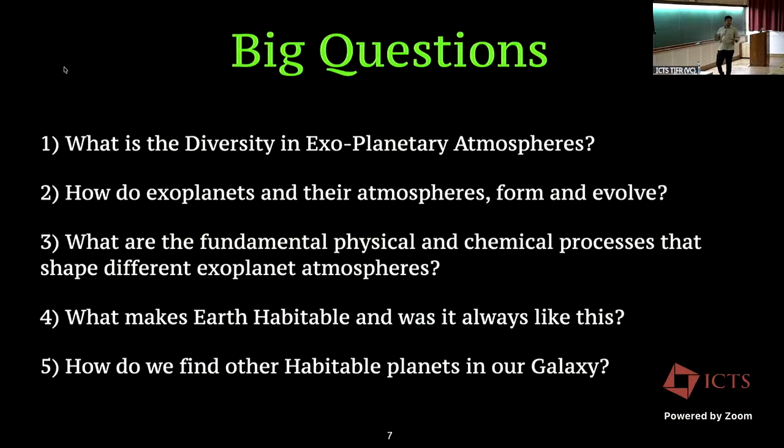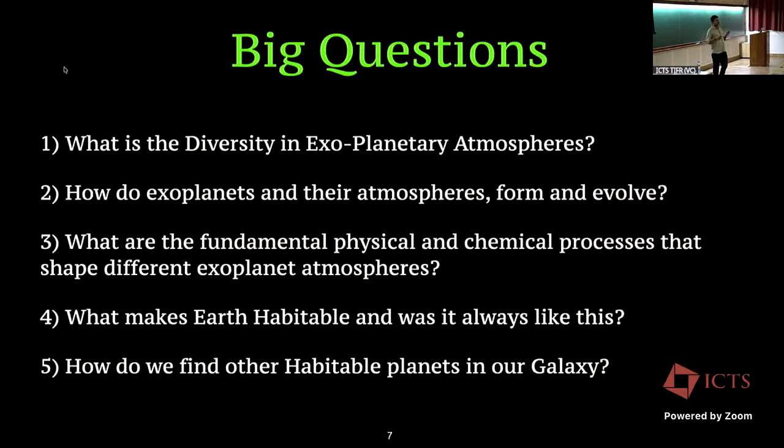Based on all the things that I have shown in the previous 2-3 slides, what is the diversity in exoplanet atmospheres? That is important. We have to learn and understand that. How do exoplanets and their atmospheres form and evolve? What are the fundamental physical and chemical processes that shape different exoplanet atmospheres? What makes Earth habitable, and was it always like this?